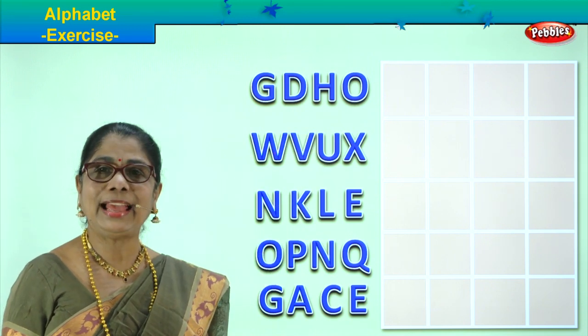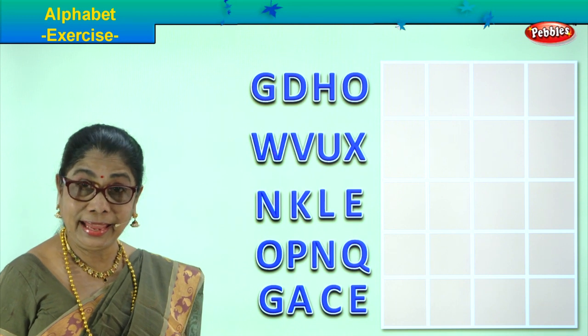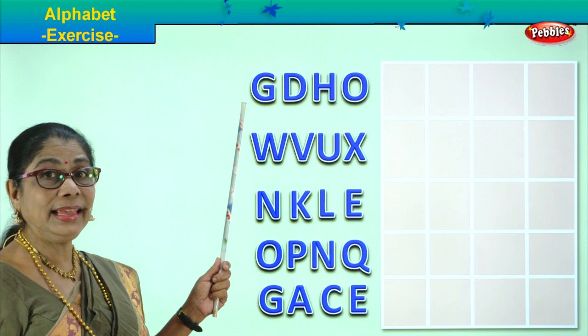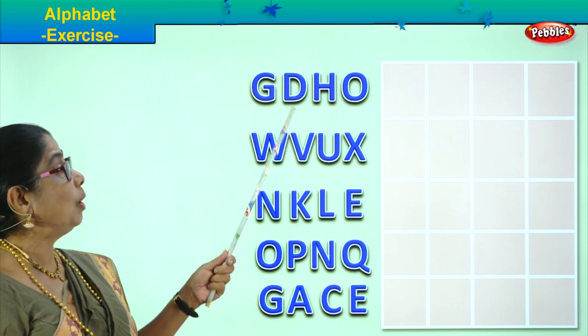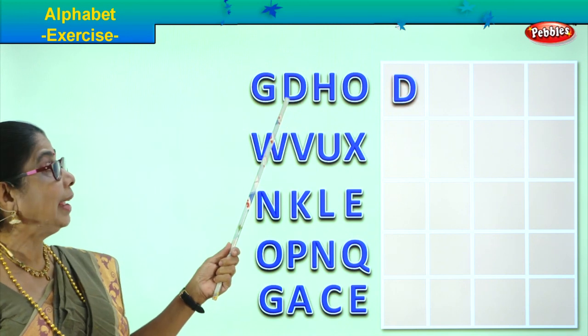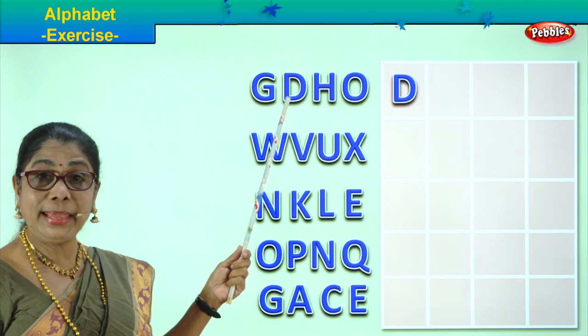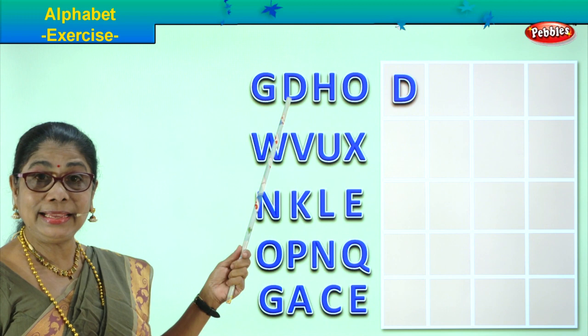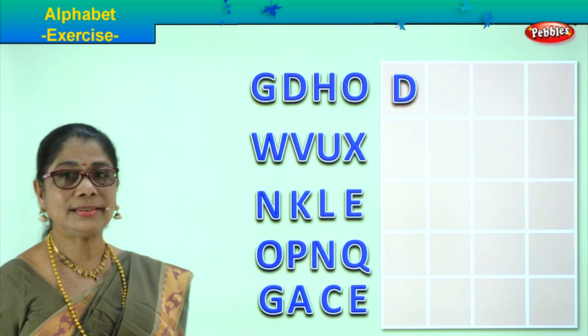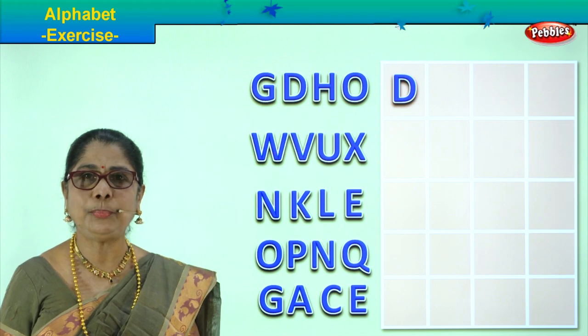Let's say the alphabet. A, B, C, D. What will be the first letter that will come? D. Say it again. A, B, C, D. So D will be the first letter that we have to put in order.